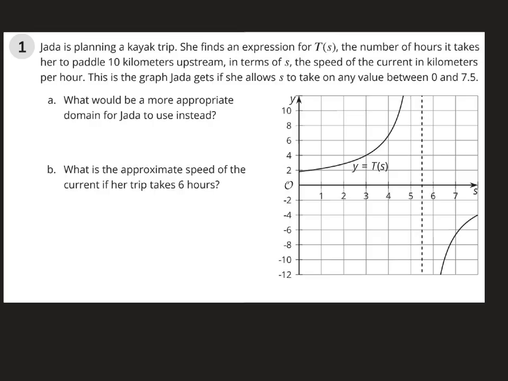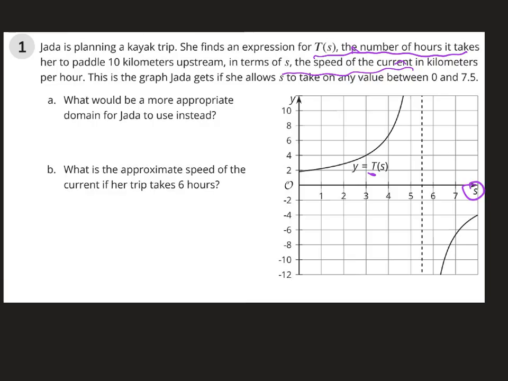Jada is planning a kayak trip. She finds the expression T(S) is the number of hours it takes her to paddle 10 kilometers upstream. So now let's analyze. S stands for speed of the current. The output is time, so the slope of the line is going to be distance. The number of hours, T of S, the output, is time in hours, and S is in kilometers per hour.